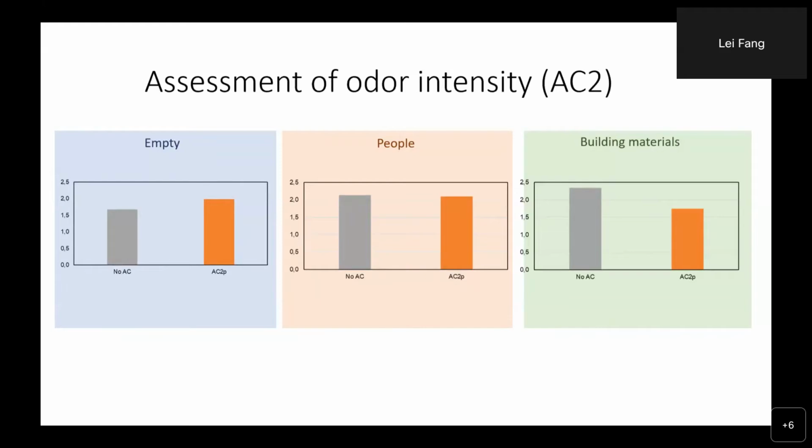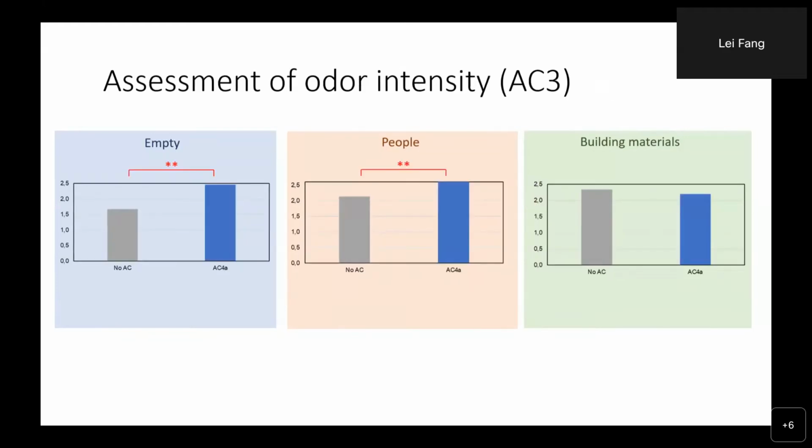This shows when we use the second air cleaner, which is the activated carbon air cleaner. And it looks like for the empty room, the odor intensity also increased slightly. But when the room was polluted by people or by building material, the odor intensity did not show an increase when we operated the air cleaner. And when we use the building material as a pollution source, the odor intensity decreased.